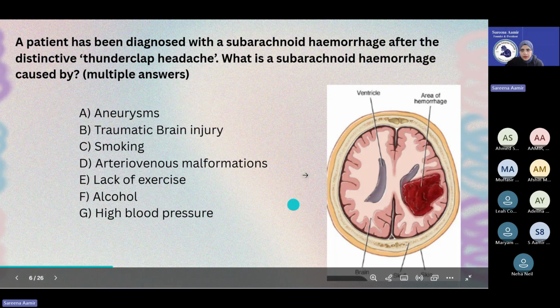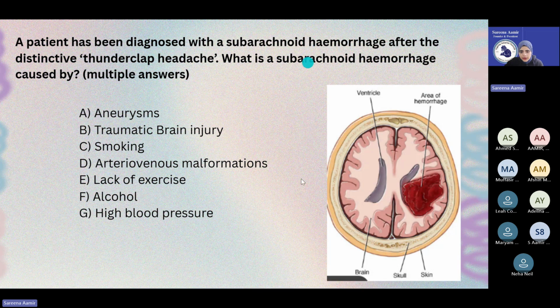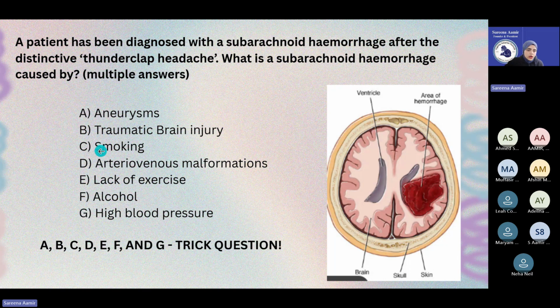Okay, so we've had all sorts of answers. We've had ABD, AG, ABDG. So it's actually all of them. This was a trick question, but Leah is correct in saying that ABD are the most prevalent causes, but the other ones are also causes of a subarachnoid hemorrhage. Okay, let's go on to the next question.